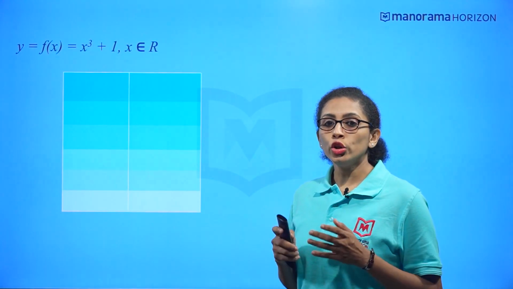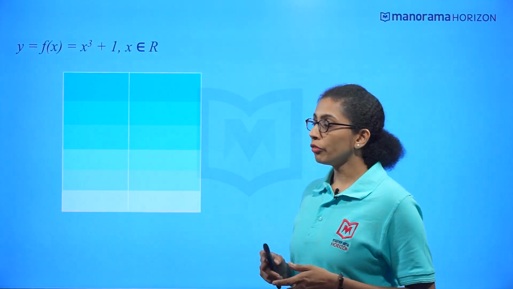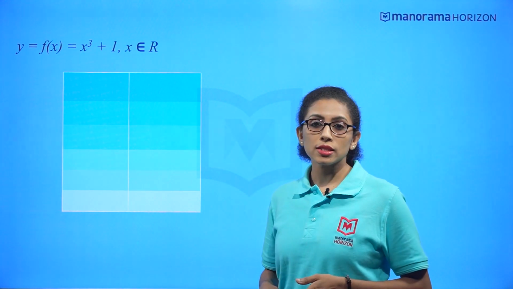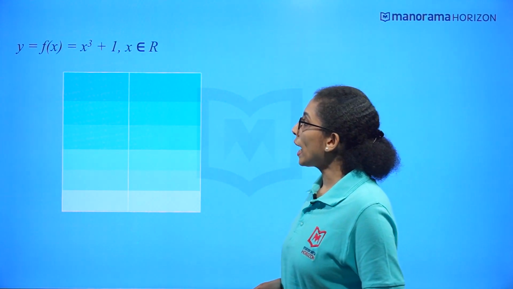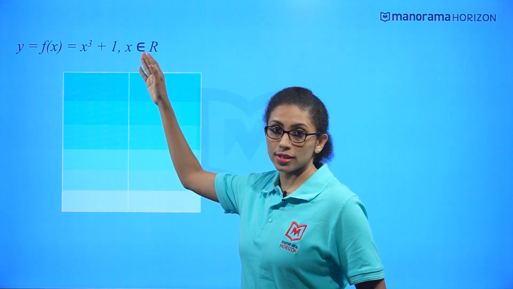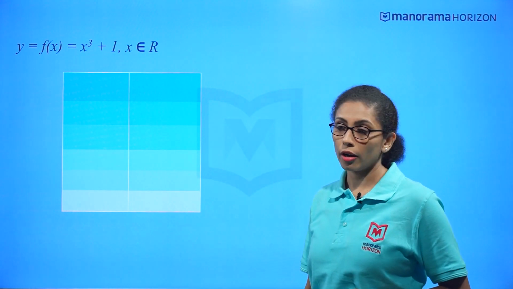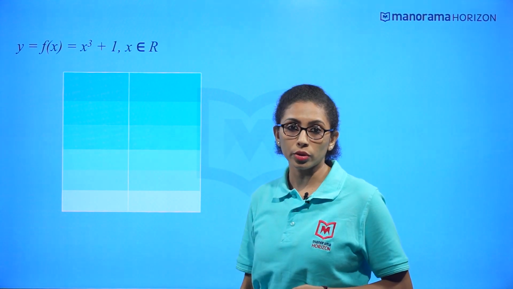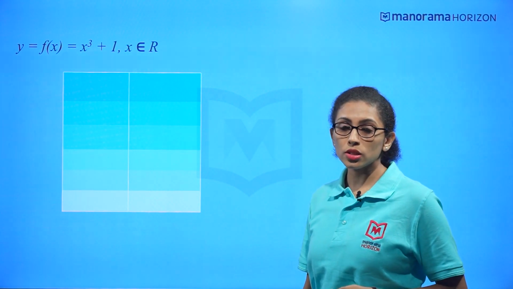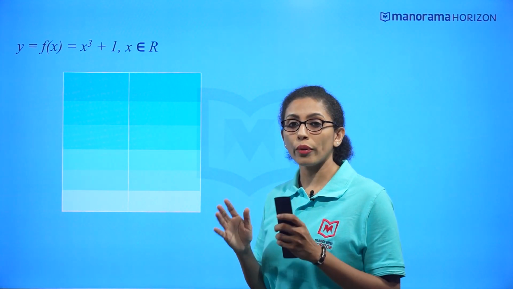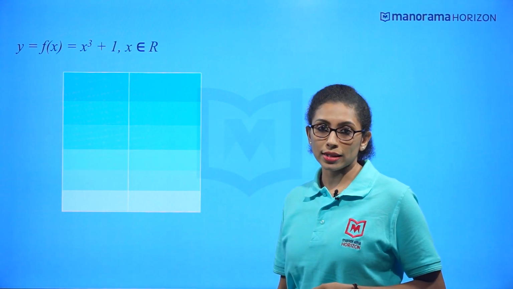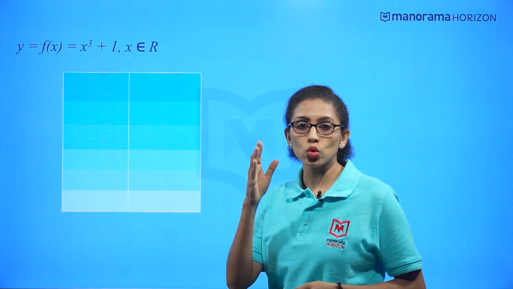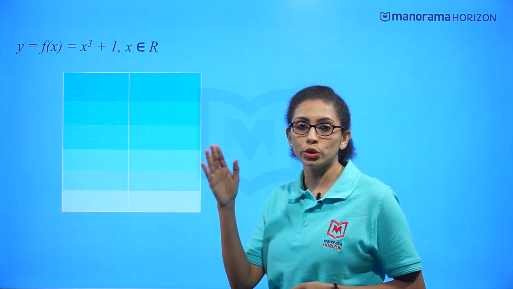Let's see one numerical example. Define the function f: R to R given by y is equal to f of x is equal to x cube plus 1, where x is an element of the real numbers. Now my question is, what is the domain and range of this function? Take a range of values of x. For example, -2, -1, 0, 1, 2.